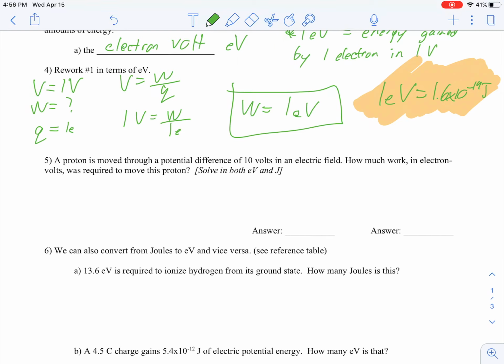So a proton, there's Q, 1.6 times 10 to the negative 19 coulombs, is moved through a potential difference of 10 volts, so that's V, in an electric field. How much work was required to move this proton? Solve in both electron volts and joules. So you can do the work in joules first, and then convert to electron volts, or you can just do it separately both ways. We'll just do it separately both ways. Let's just box this off for a second. First, we'll do electron volts. So in terms of electron volts, okay.